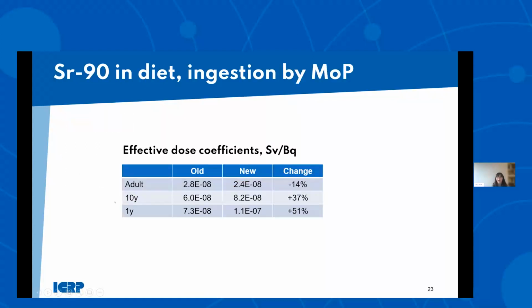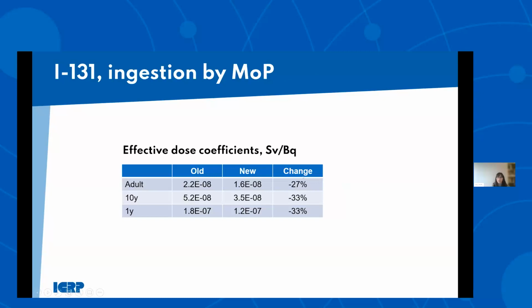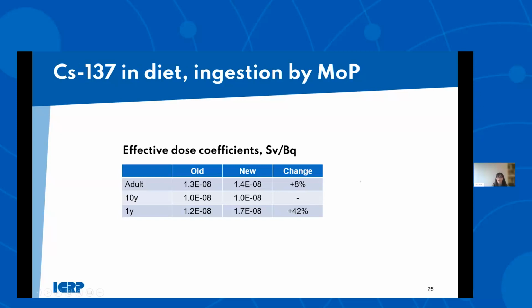And so I haven't dug any deeper for this particular example. I just wanted to show the sort of rabbit warren you can start to disappear into once you start to pull the doses apart. I've picked out a few more examples here to show the spread of the changes. This is strontium-90 in diet, ingestion by a member of public. Got the old and new doses, adult, 10-year and 1 year. For the adult, the dose has decreased a little. 10-year-old, it's increased. For 1-year-old, it's increased a bit more. Iodine 131, all of the doses have decreased. And for cesium 137, again in diet ingestion, we've got a small increase for the adult, no change for the 10-year-old, and a big increase for the 1-year-old.